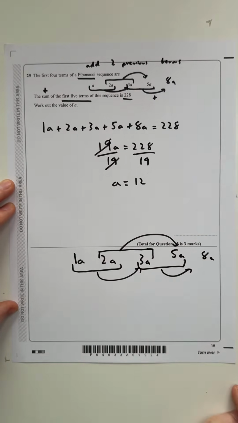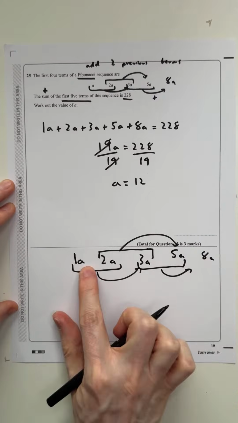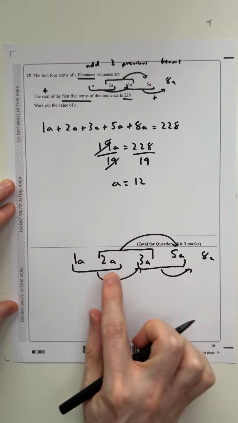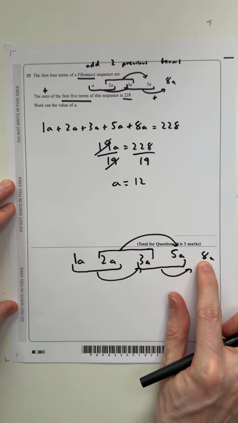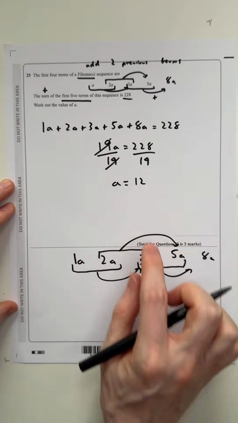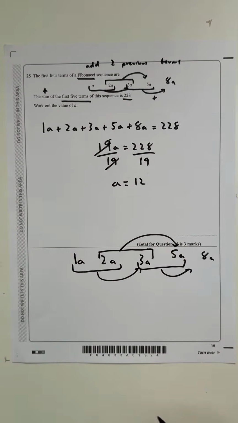Here, the sum of the first 5 terms, that's my first, second, third, fourth, fifth. Add those up in algebra. They all end in a, they're like terms. So 1 add 2 add 3 add 5 add 8 is 19 lots of a equals 228. Opposite, times by 19, divide both sides by 19, and therefore you get a equals 12. So again, always make sure you're reading the question nice and carefully.